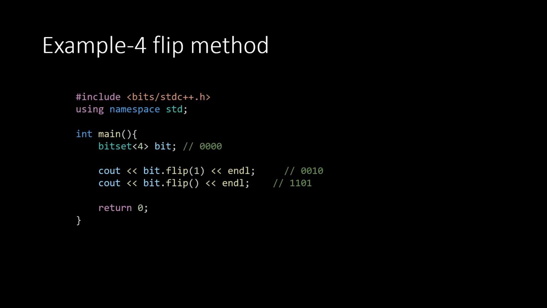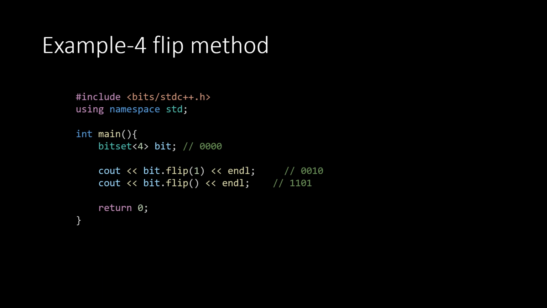Next one is the flip method. The flip method will toggle a particular bit. You can see that I created one bitset. It is initialized with a size of 4. It will initialize all the bits to 0. Now I try to flip the first bit. So it is 0, now it's flipped into 1. So it is 0, 0, 1, 0.